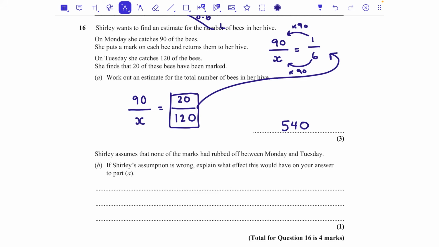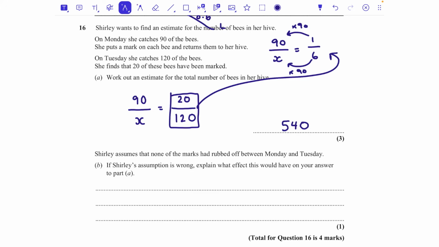Shirley assumes that none of the marks have rubbed off between Monday and Tuesday. If Shirley's assumption is wrong, explain what effect this would have on your answer. Now, these are bees, these are live animals, so if we're marking them, there's quite a good chance some of them might have rubbed off. Now, I find it really hard to visualise which way this is going. So I personally find it a lot easier to use an example. So I like to use a number with this.